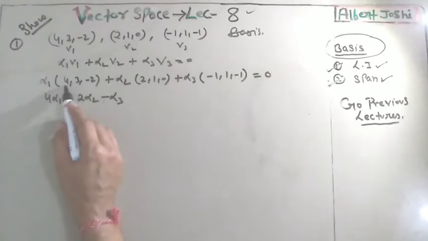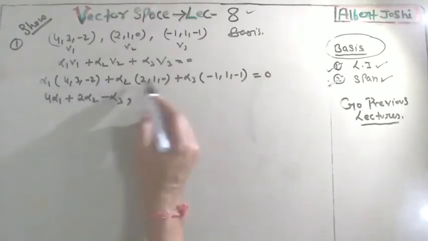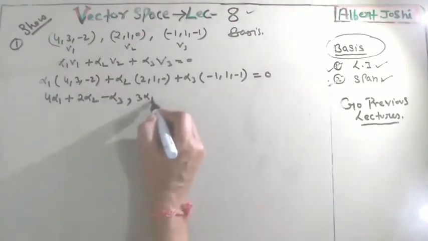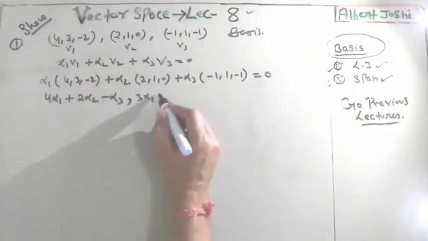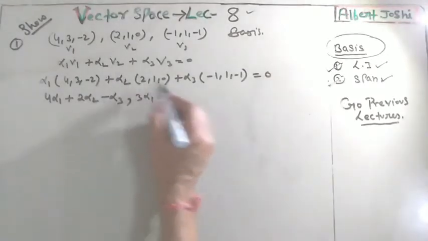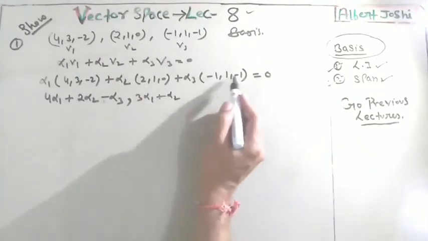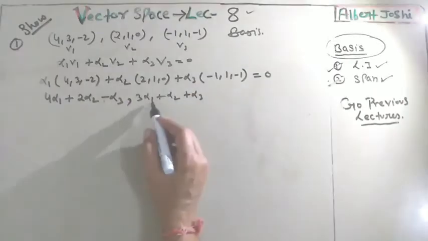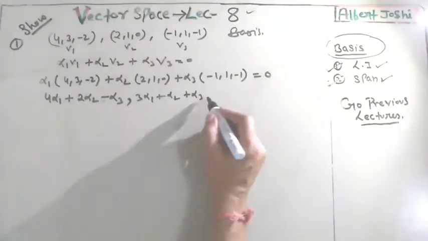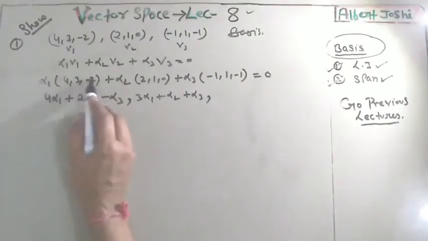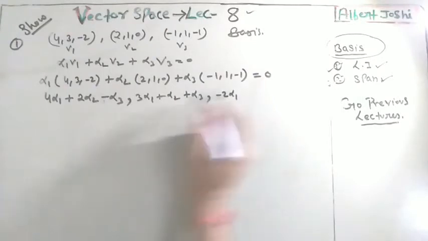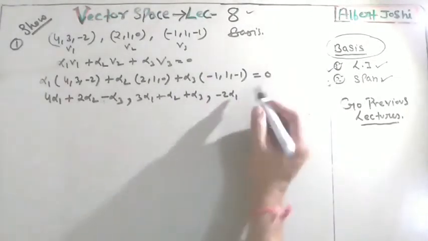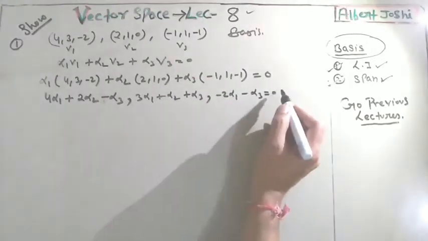Then after the first comma, you will multiply here: 3 alpha 1 plus alpha 2 plus alpha 3, okay. Then after the next comma, multiply here: minus 2 alpha 1, and multiply here 0, and then plus minus, which is minus alpha 3, is equal to 0, okay.